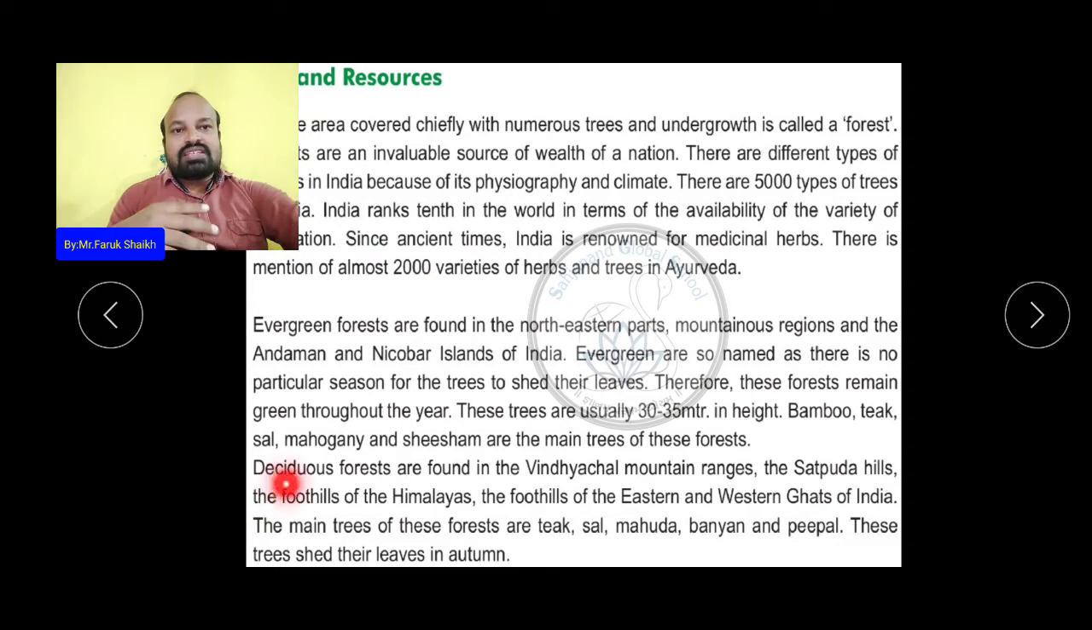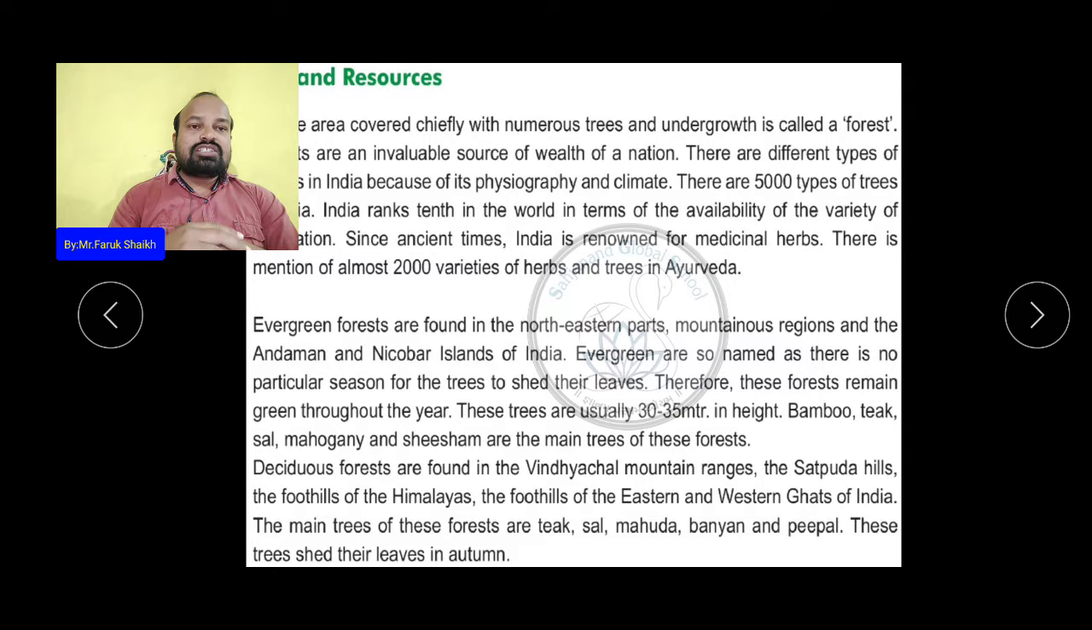Deciduous forests are found in the Vindhyachal mountainous region, in the Satpura hills, the foothills of the Himalaya, and the foothills of the Eastern and Western Ghats of India. The main trees of this forest are teak, sal, mahuda, banyan, and peepal. These trees shed their leaves in autumn.